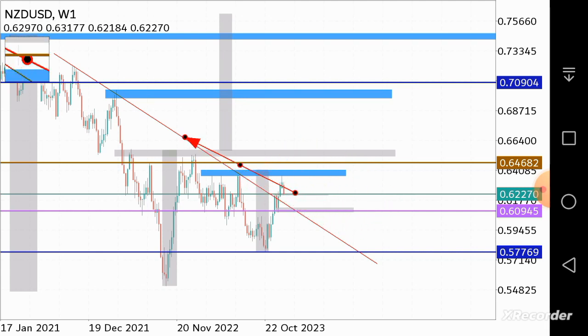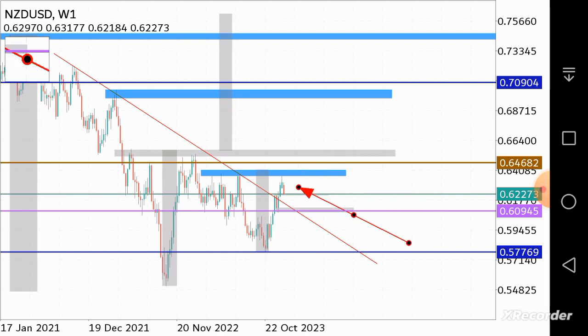Most times trend lines are respected, like this trend was respected as a resistance level, right? But then we broke past it. That does not mean you just come and start putting buys immediately. Okay, I say it again: a break of trend line is not basically a change of character.